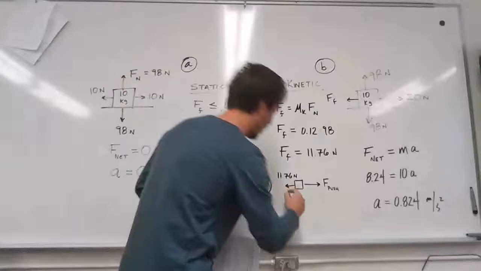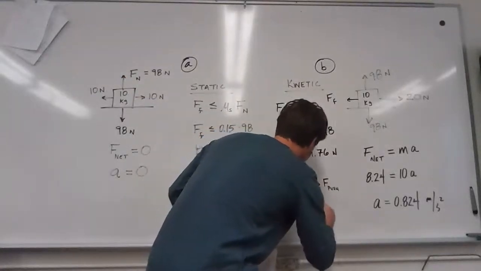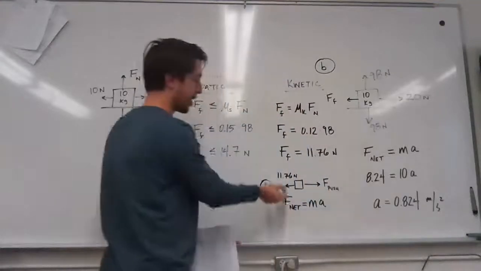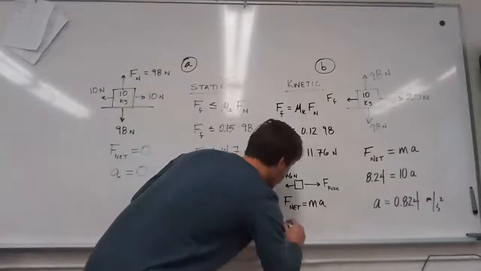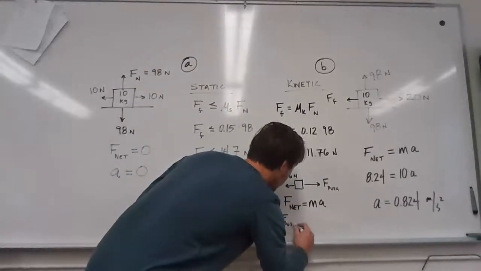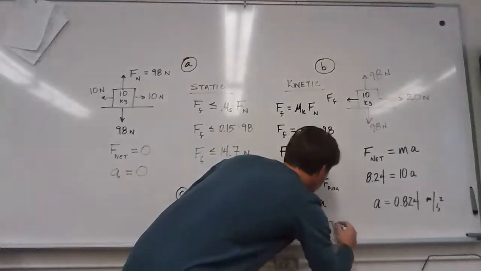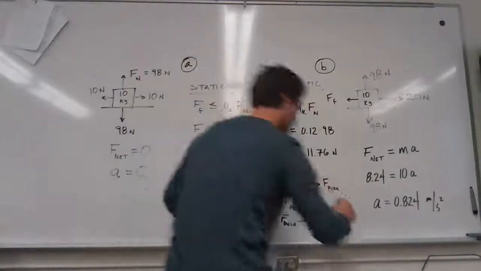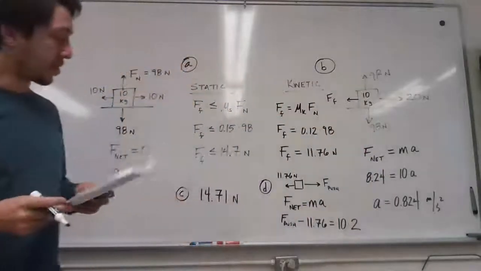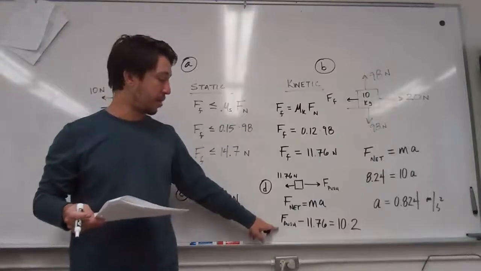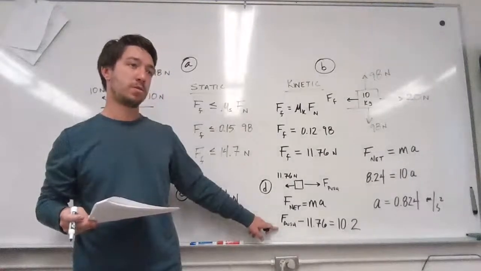Okay, so if I write F net equals MA, so I'm getting kind of crammed here, but F net is just this minus this. So the force I'm solving for minus the 11.76. The mass we said was 10, and the acceleration is 2. So the answer to this question is going to be 31.76 newtons.